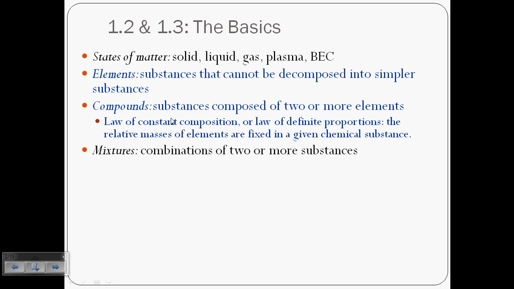Compounds have elements present always in the same mass ratio. For example, water is a compound made up of hydrogen and oxygen, and hydrogen and oxygen are always present in the mass ratio of 1 to 8. This is called the law of constant composition. So as elements combine to form compounds, they combine in the same ratio always.